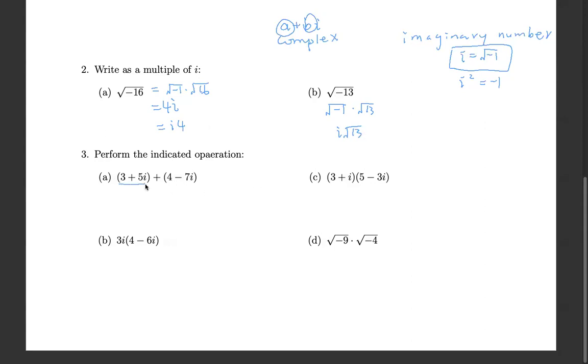And we can add two complex numbers. How do we add? We add the real with real, the imaginary with the imaginary. It's like adding like terms. 3 plus 4 is 7. 5i minus 7i, that's negative 2i.